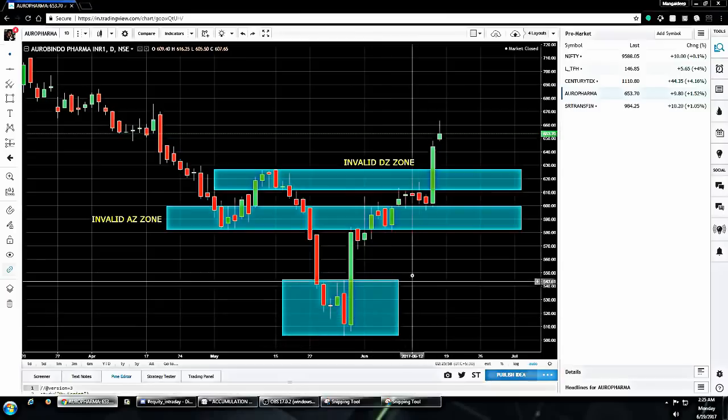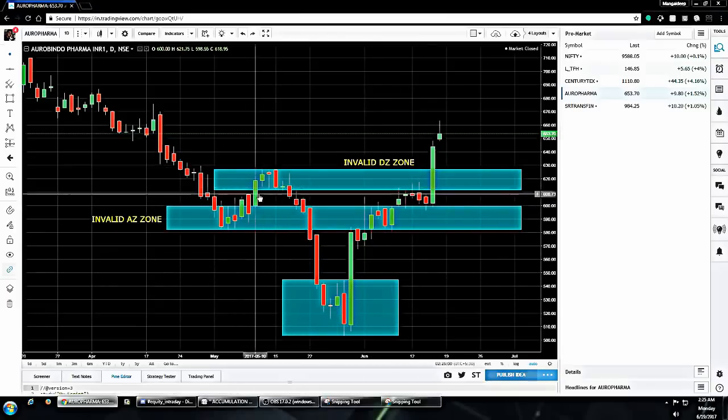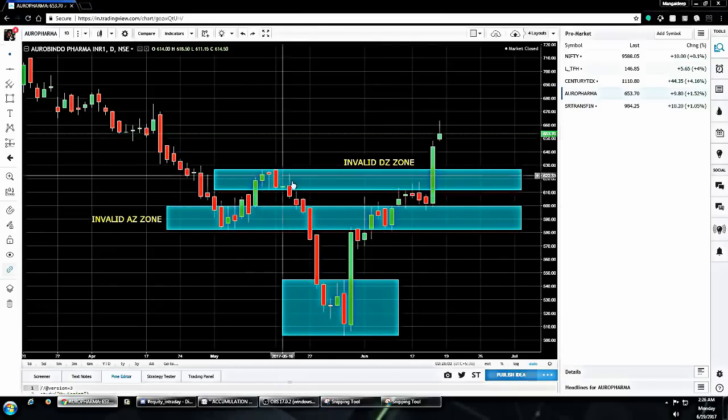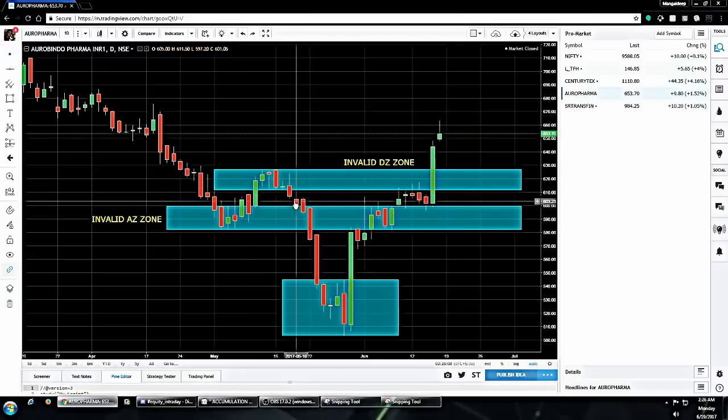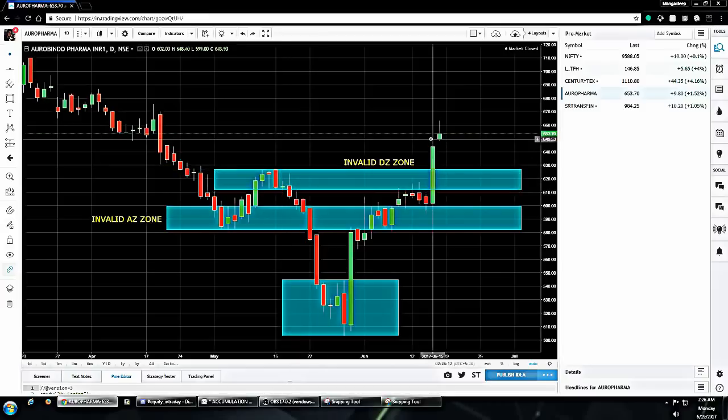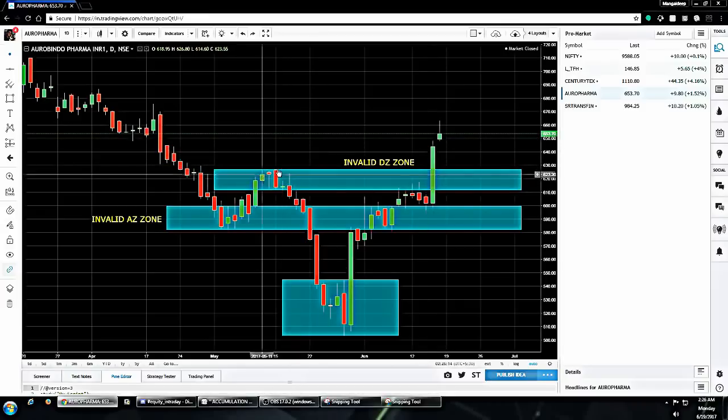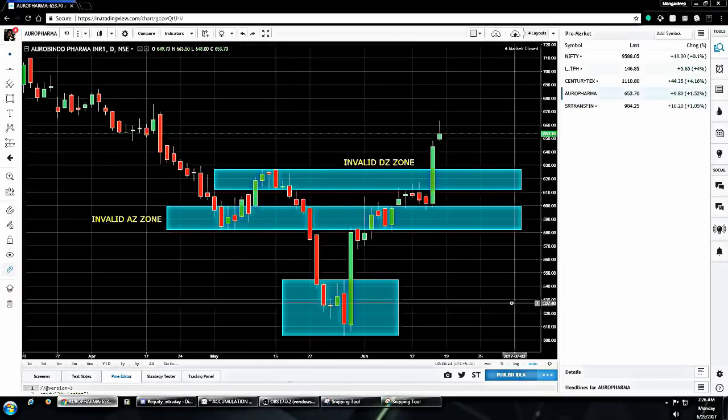Now similarly, if you see this top, the price went up, it came down, and it went up further. So this point is no longer a valid distribution zone, because this has been crossed and the prices have gone above this particular point. So right now this is not a valid distribution zone. I hope you are clear on what an invalid zone is.